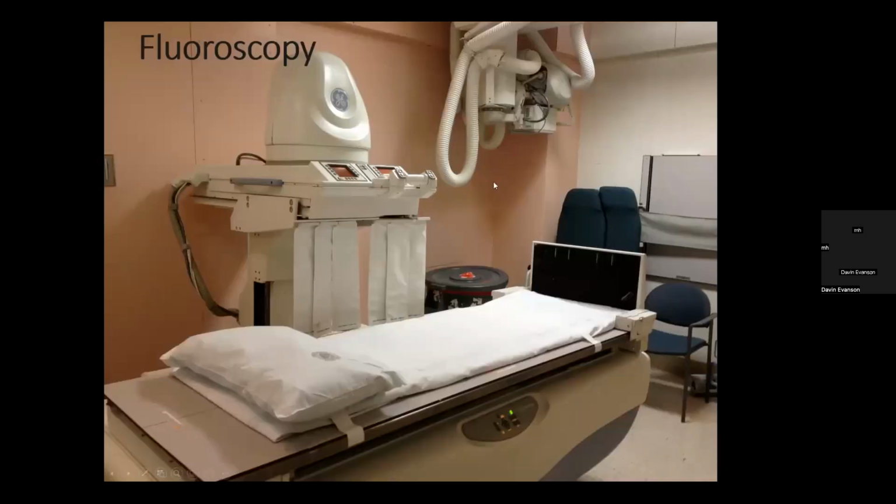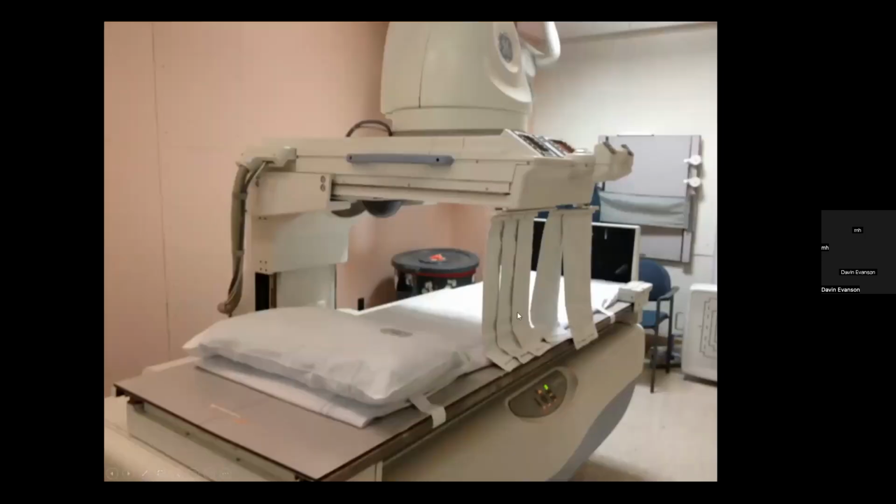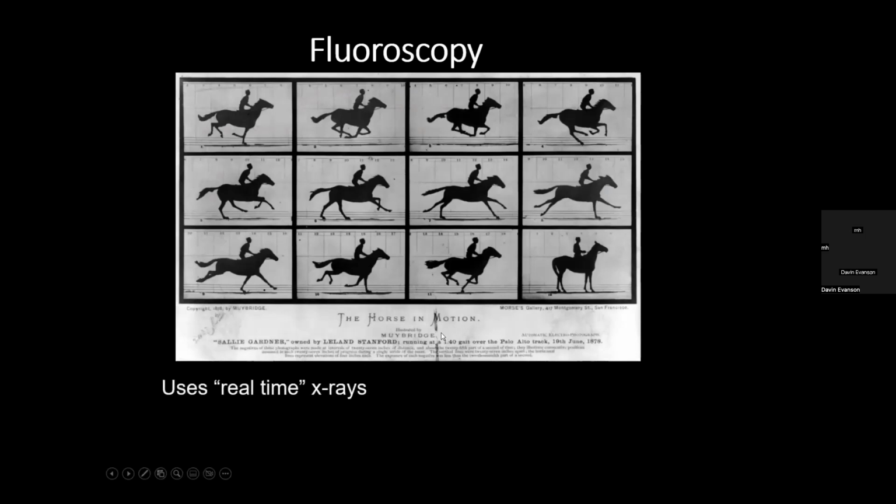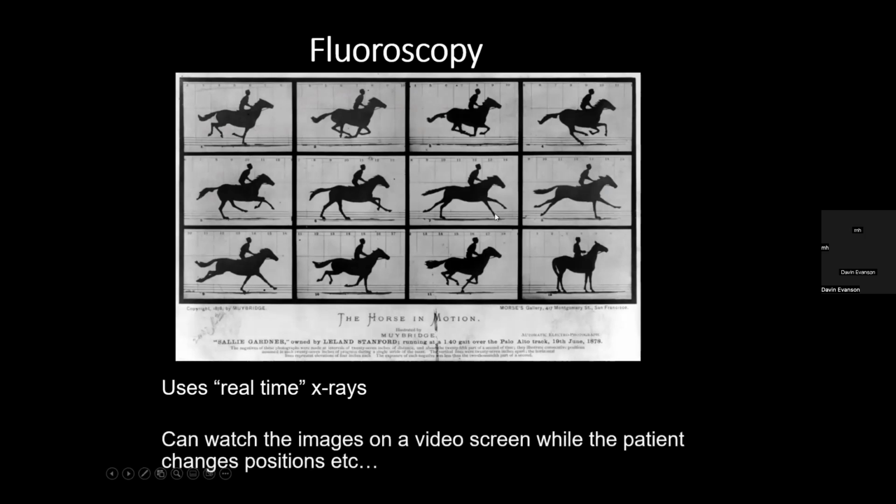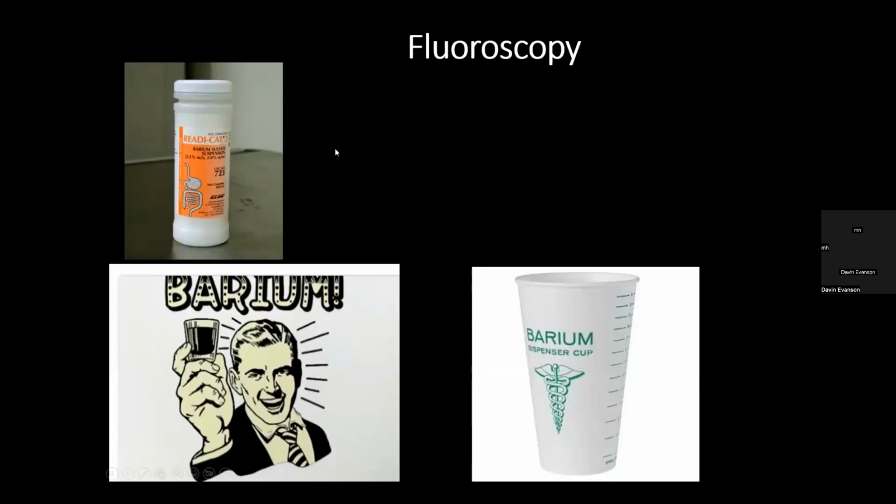Fluoroscopy is like taking a movie. And the cool thing is this table can move any which direction. It's like taking the movie here, in the old time, making the pictures move. It's literally taking a bunch of quick little X-ray images in succession, and it makes it into a movie.